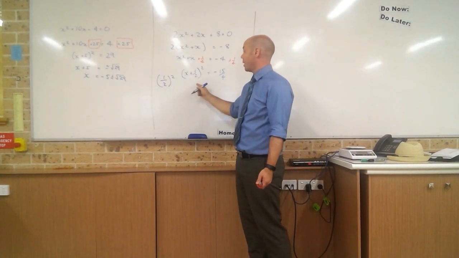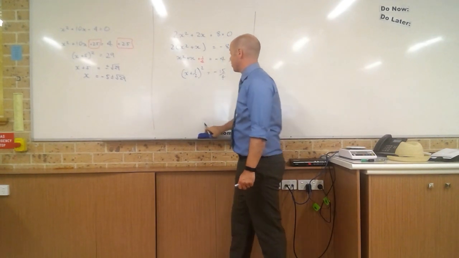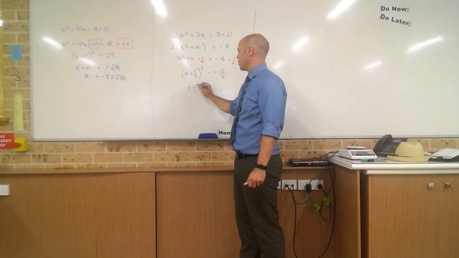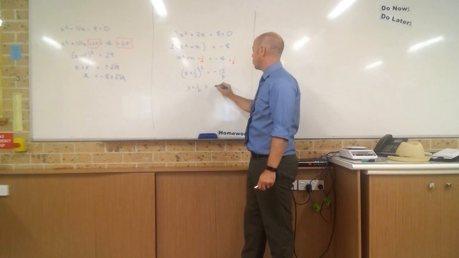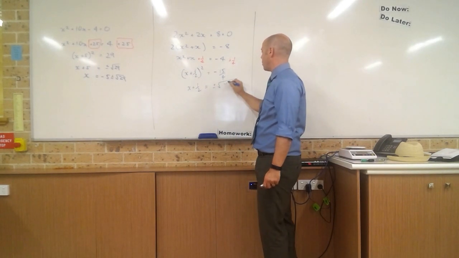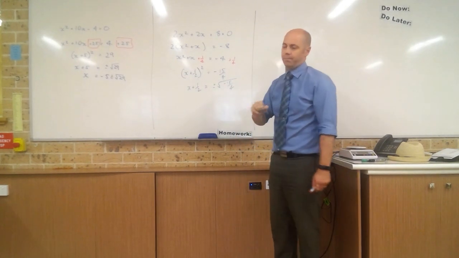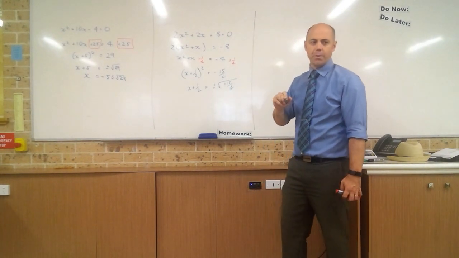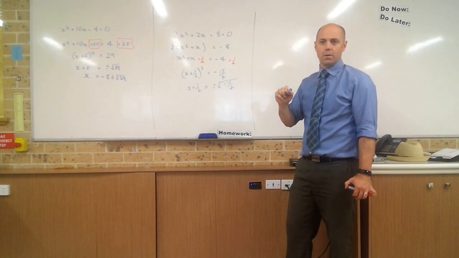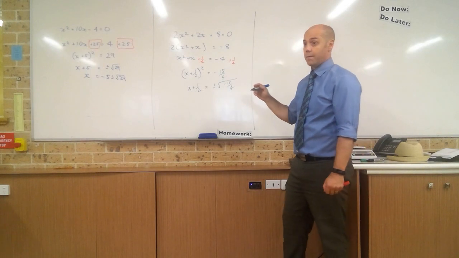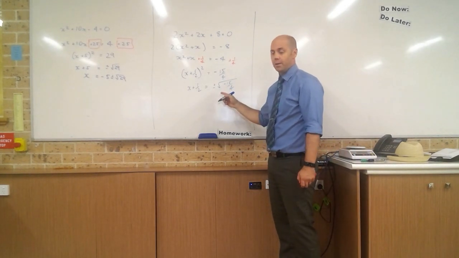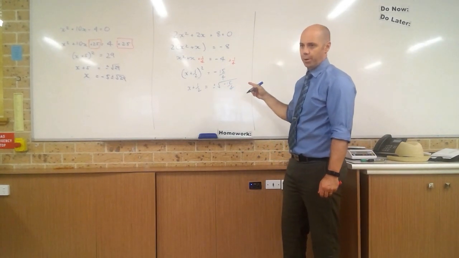And so we get to here. We say, all right, now we factorise. We square root both sides. x plus a half equals plus or minus the square root of -15/4. Now, what's the problem with that? Yeah, negative. And you can't take a square root of a negative when we're talking about real numbers.